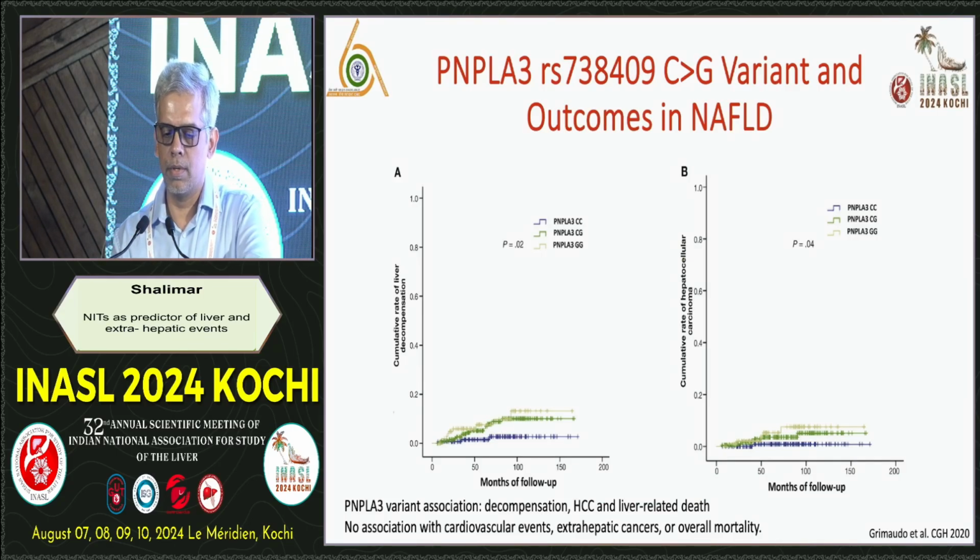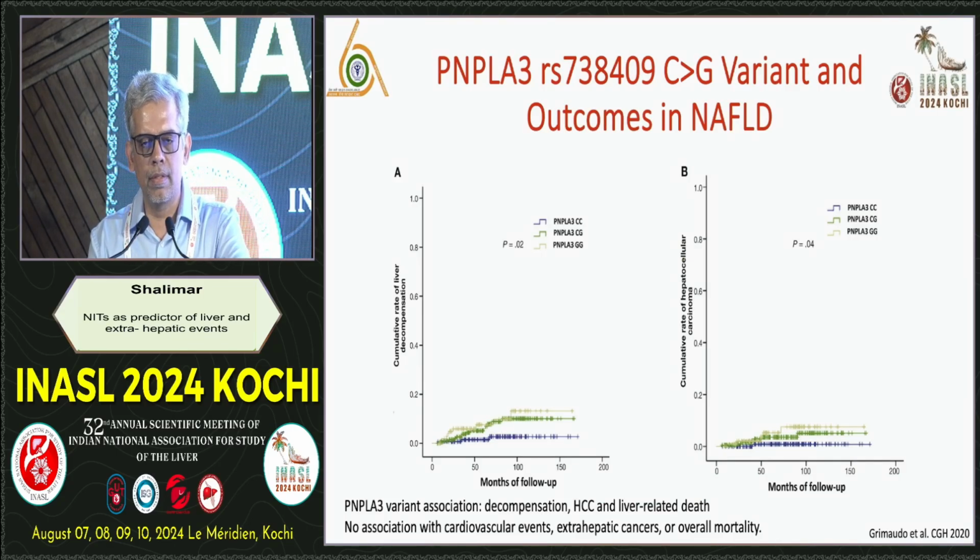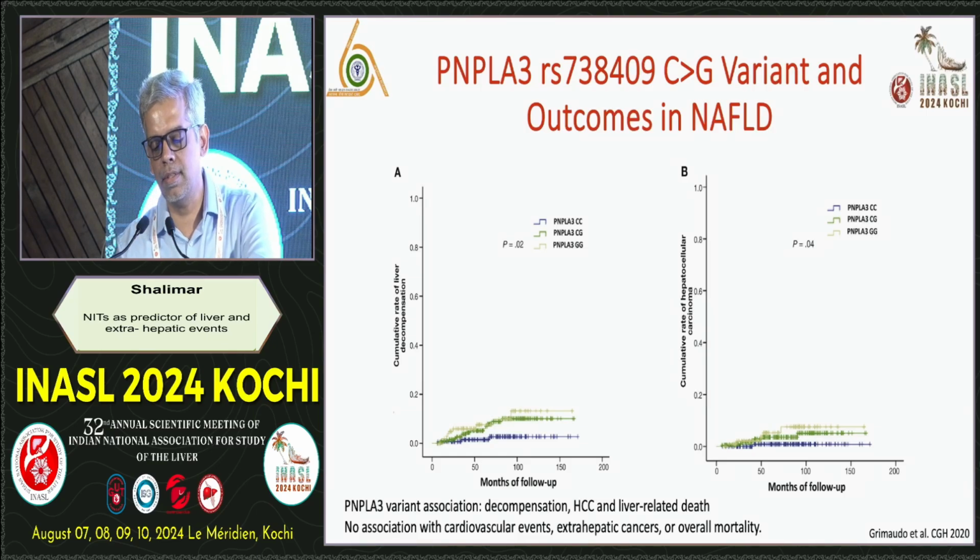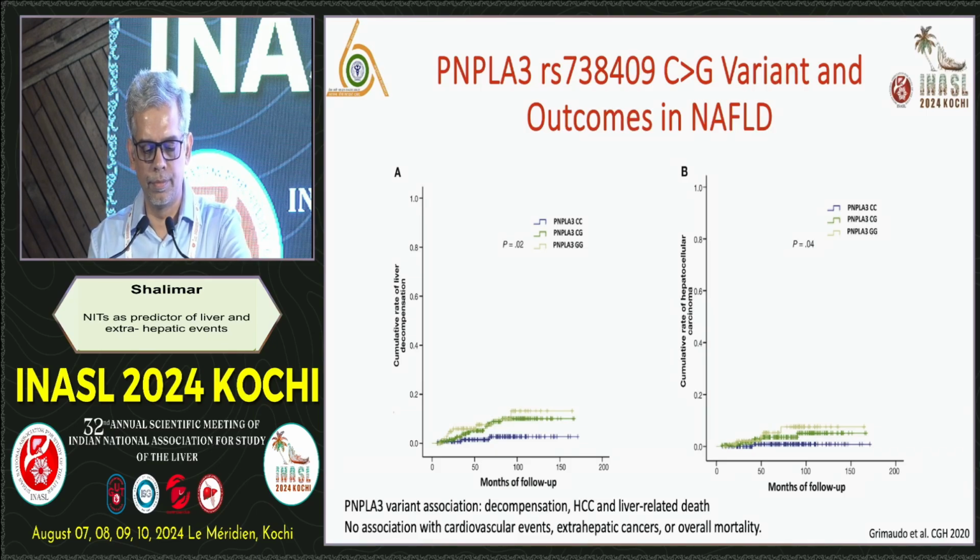This study showed that PNPLA3 variants can help differentiate and categorize patients with MASLD into various risks of decompensation, HCC, and liver-related events. But it also showed that there was no association with cardiovascular events, extrahepatic cancers, and overall mortality in these patients.